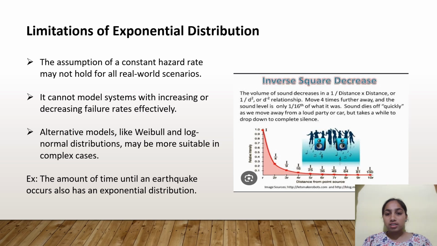In this picture, we can see the inverse square decrease. The volume of sound decreases in a 1 by distance times distance, or 1 divided by d square, or d to the power of minus 2 relationship. Move 4 times further away and the sound level is only 1 divided by 16th of what it was. Sound dies off quickly as we move away from a loud party or car, but takes a while to drop down to complete silence. This is the example for the limitations of the exponential distribution.